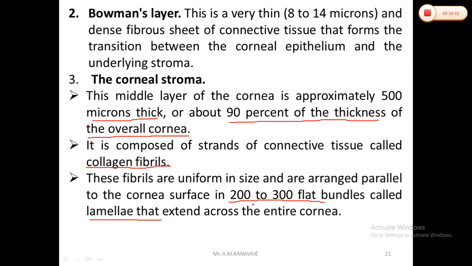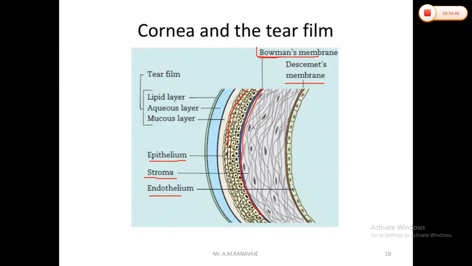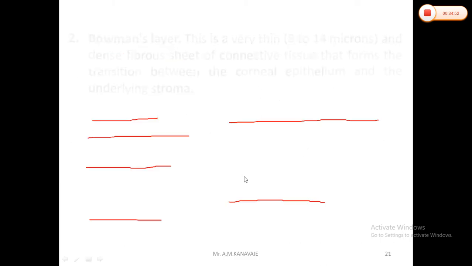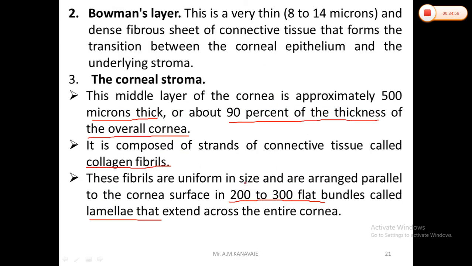So here you can see the collagen fibrils and lamellae, parallelly arranged to the corneal surface.